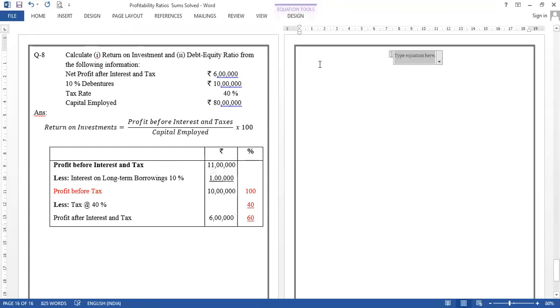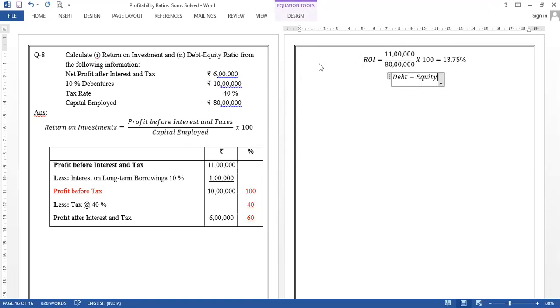I'm ready to calculate the ratio over here, that is return on investments, that will be equal to profit before interest and tax, that is rupees 11 lakh, to be divided by capital employed directly given to us, that is 80 lakhs, and then into 100. Okay, so let us calculate this. 11 lakh divided by 80 lakhs into 100. So this gives me 13.75%, right?